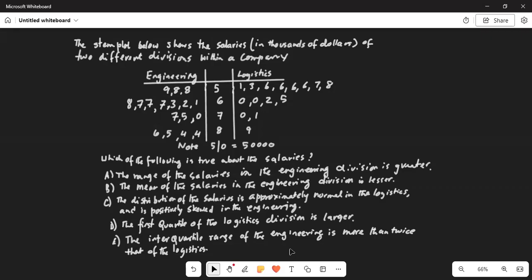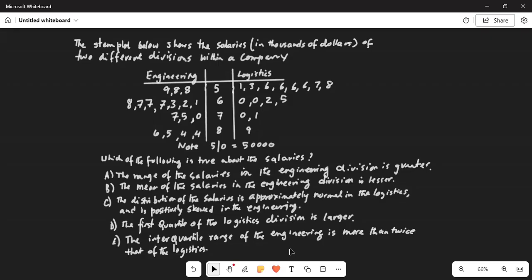8 and a leaf of 9 means 89,000. Okay. 8 and a leaf of 4 means 84,000. So on the left, you have the engineering salaries. On the right, you have the logistics salaries. And we have to answer the questions. Which of the following is true about the salaries?